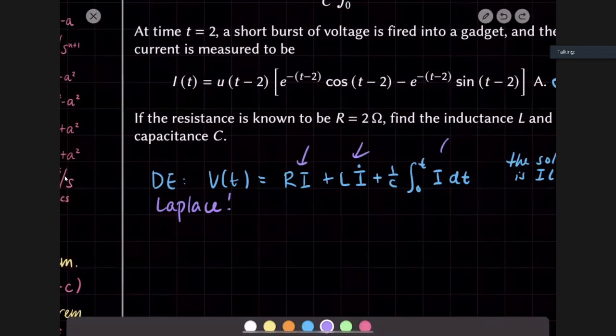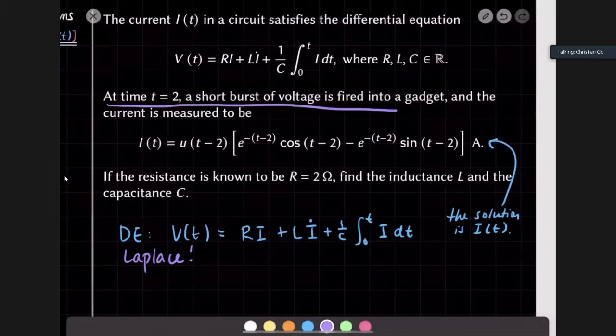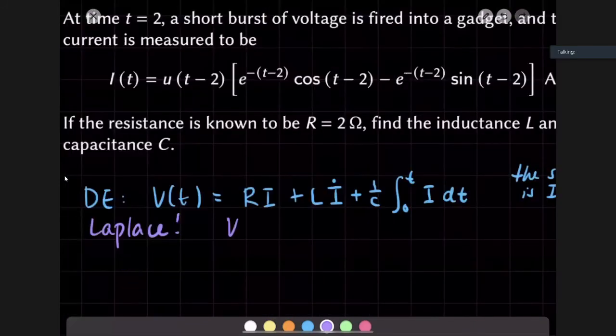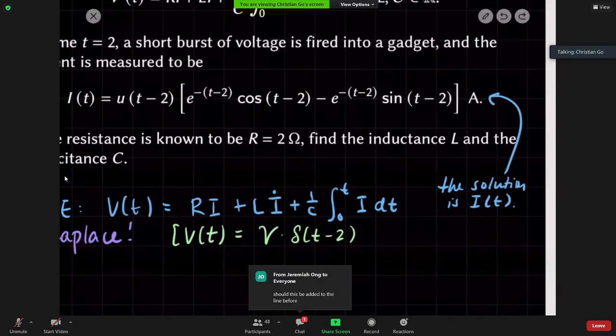Do I know what the voltage of the situation is? No information given, but at time 2, a short burst of voltage is fired. What is V of t? The voltage is only fired at time 2. It's turned on and turned off at time 2. So it's going to be some magnitude, let's call that big V, times the Dirac delta at time 2. This just means that I'm introducing a certain magnitude of voltage immediately at time 2 and taking it away right after. It's like poof, turn the gadget on and off. It's not even on for an amount of time, just for a certain moment, where V is the unknown magnitude of the voltage.